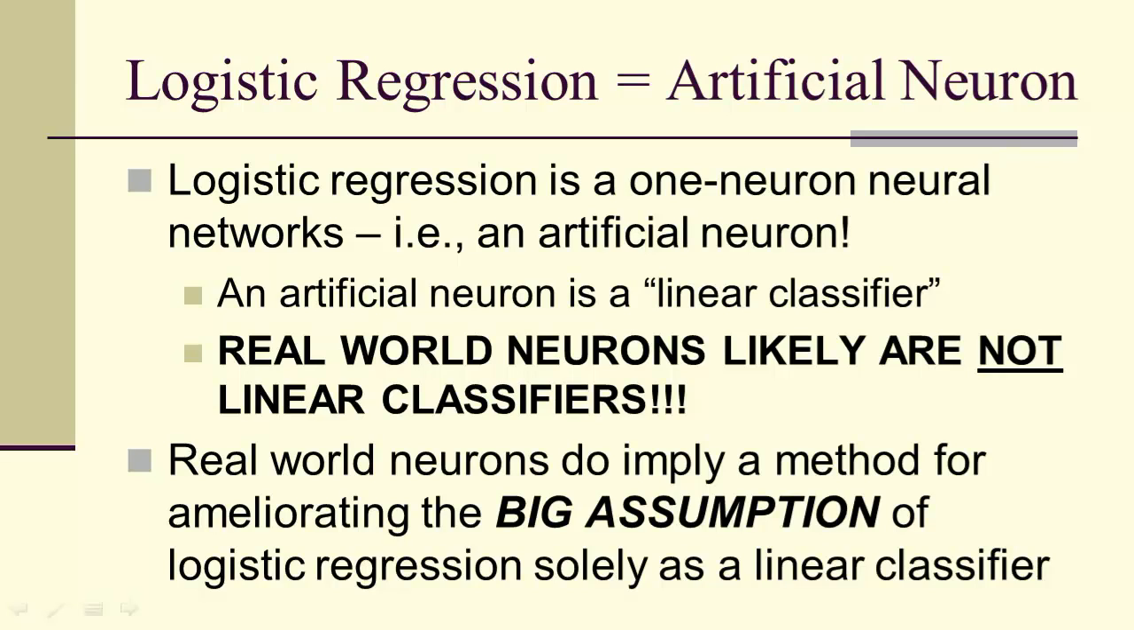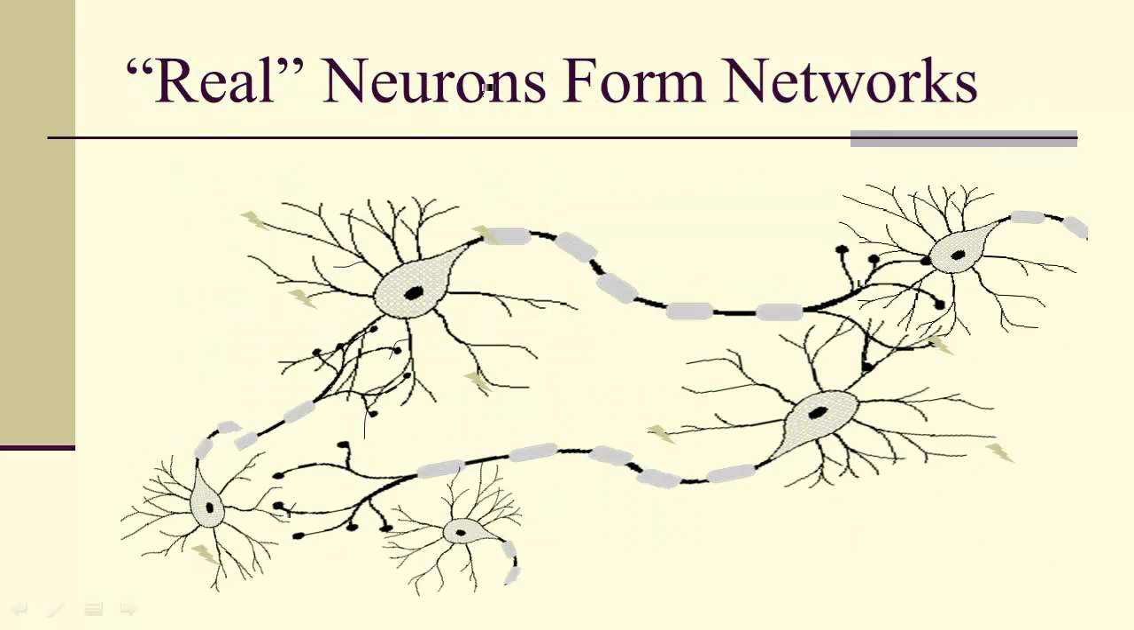So we're actually looking at an artificial neuron that is not quite what a real-world neuron is, but it does allow us to do something very nice. It allows us to relax this big assumption of logistic regression solely as a linear classifier. You might ask, well, how can that be if the artificial neuron is also a linear classifier? Well, the answer is that real neurons form networks. And so inside the network, signals flow from neuron to neuron on a regular basis, in particular from the moment we're born till the day we take our last breath. We have neurons sending signals to neurons.